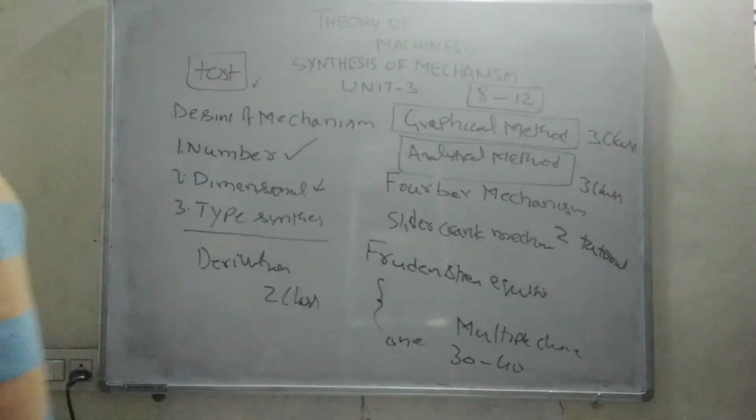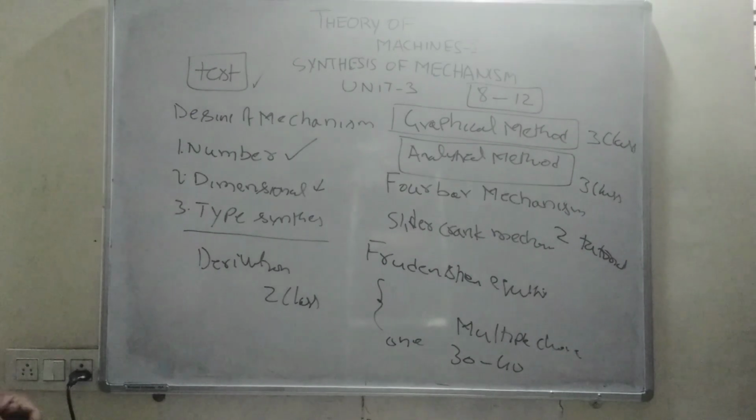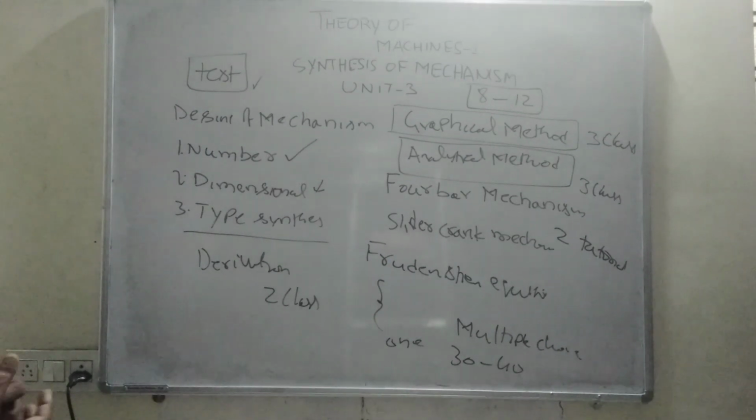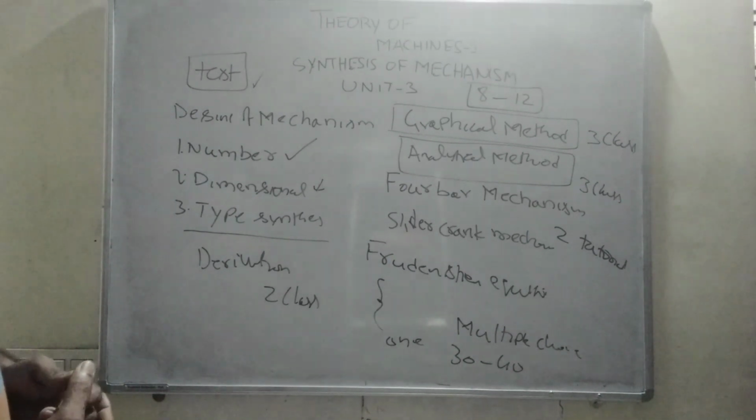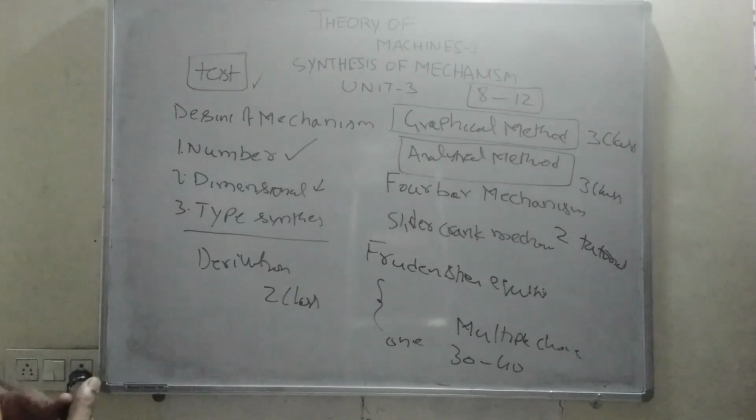So this is about unit number 3 of theory of machines, the synthesis of mechanisms. And in the next video, we will see the unit number 4 syllabus, where we are going to discuss about CAM kinematics. So that's what I would like to discuss in this small video session.